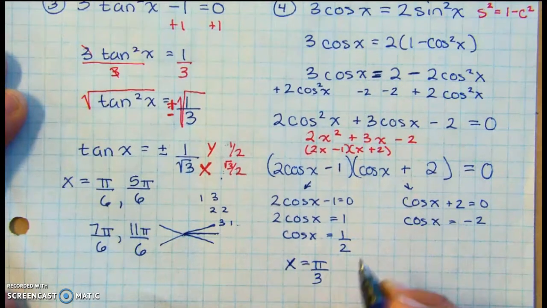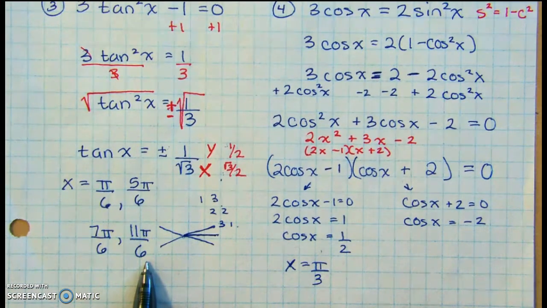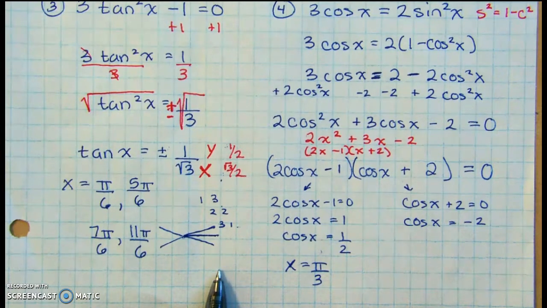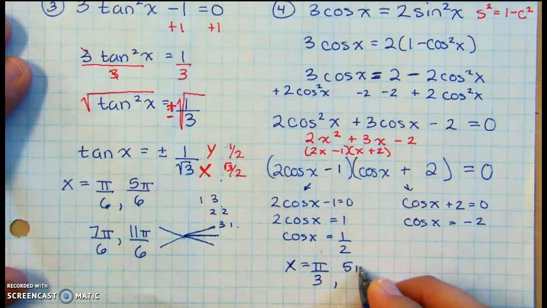Now, where else is the cosine positive? Not in quadrant 2 and not in quadrant 3, but in quadrant 4. So what's the other angle in quadrant 4 that has a denominator of 3? 5 pi over 3. Good.